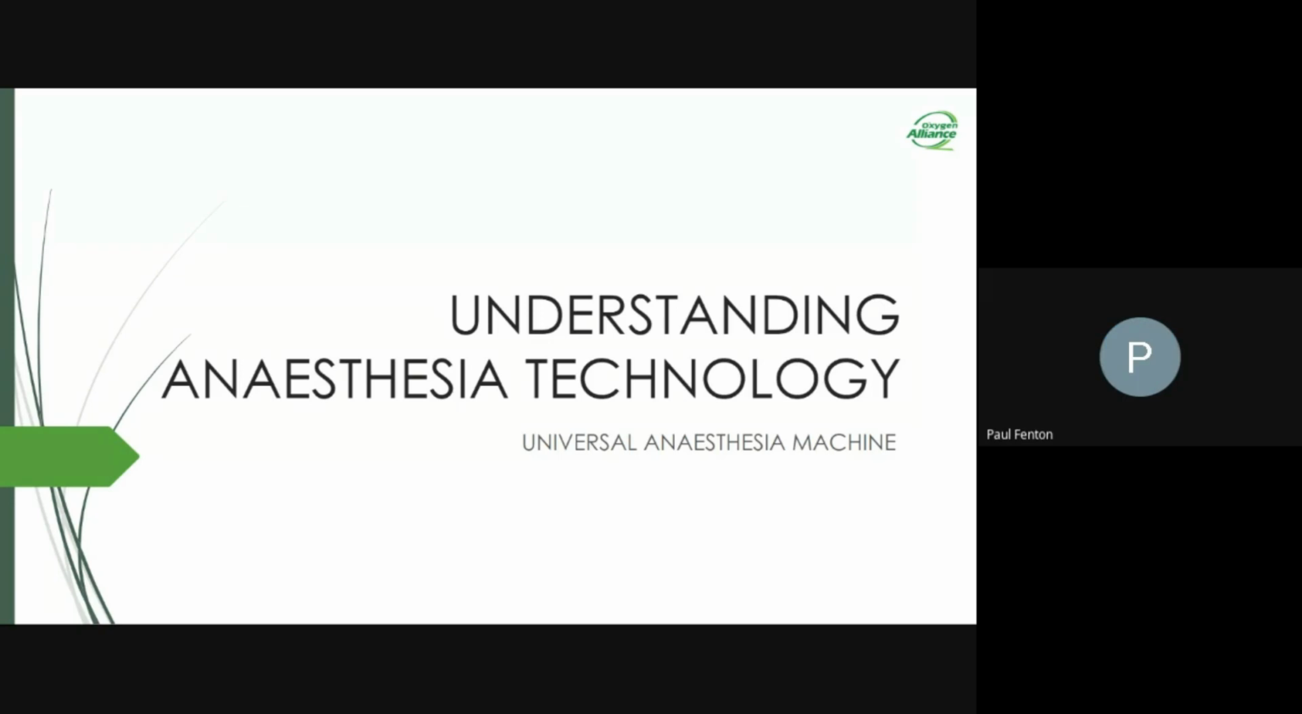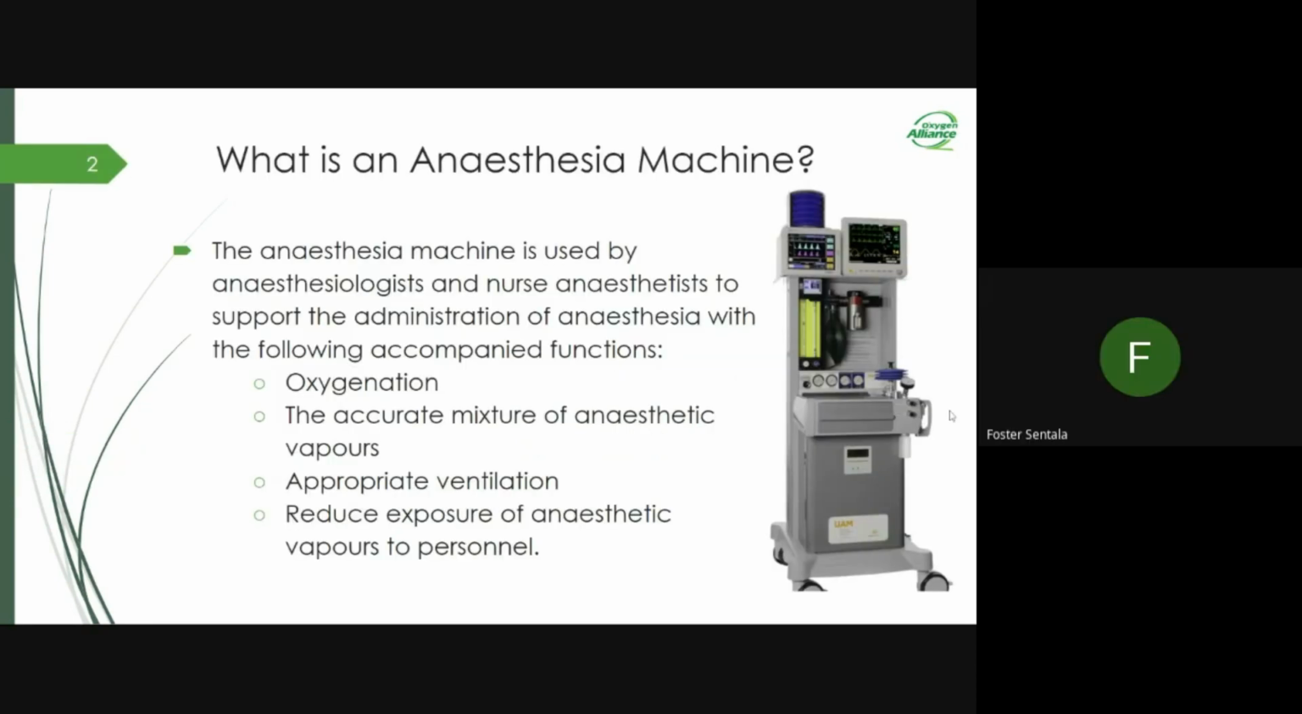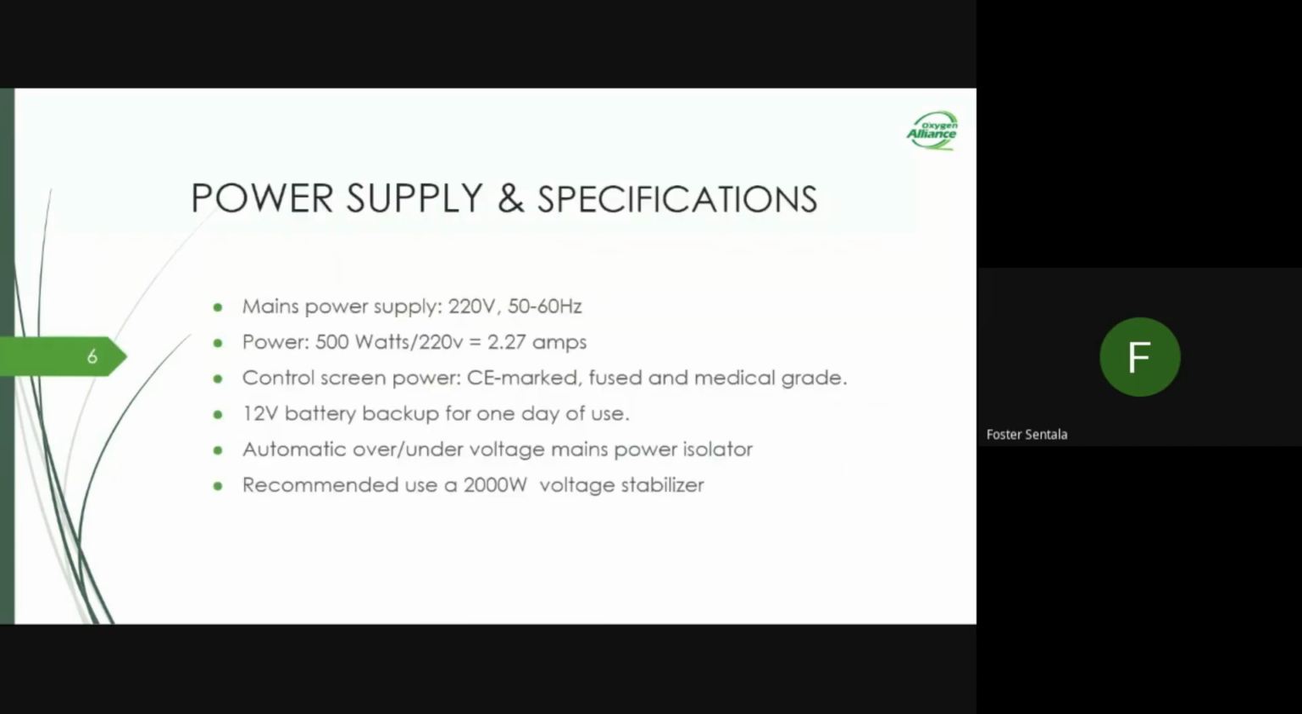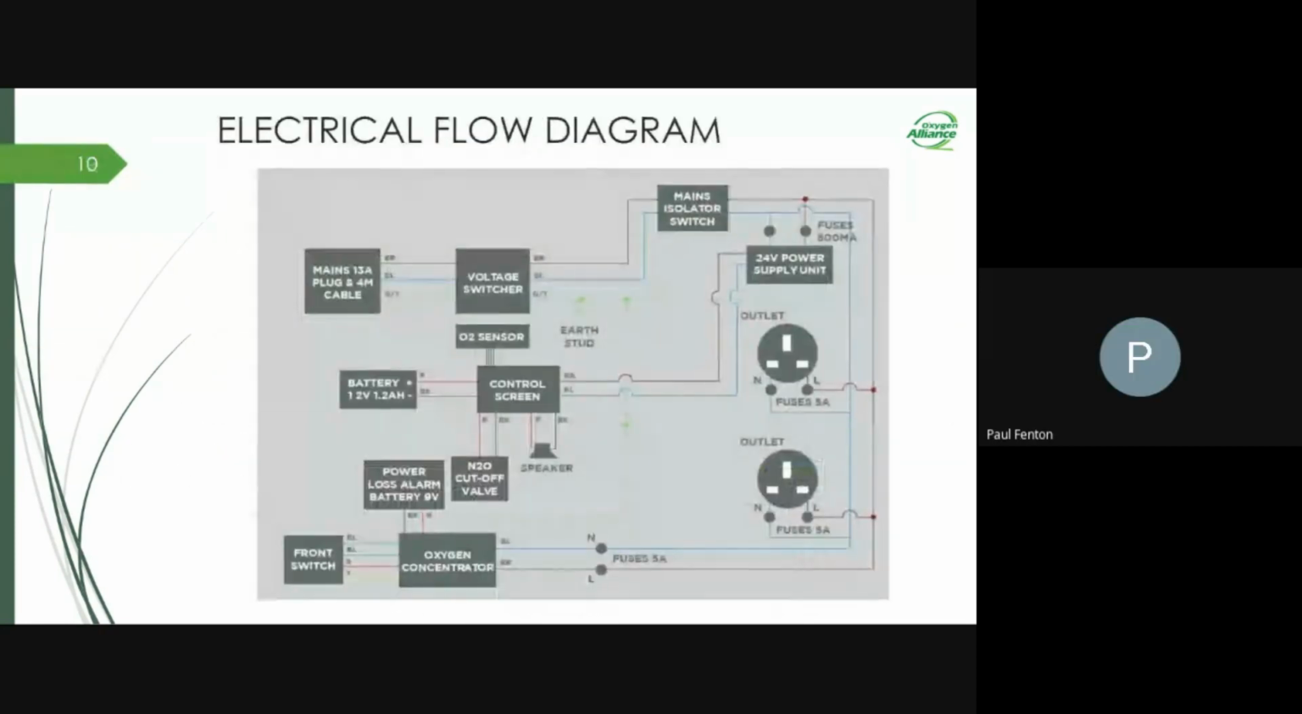Hello, yes. I saw in the diagram you showed a circle system with a CO2 absorber. Of course, the Universal Anesthesia Machine doesn't have that. That's correct. So isn't that rather confusing?